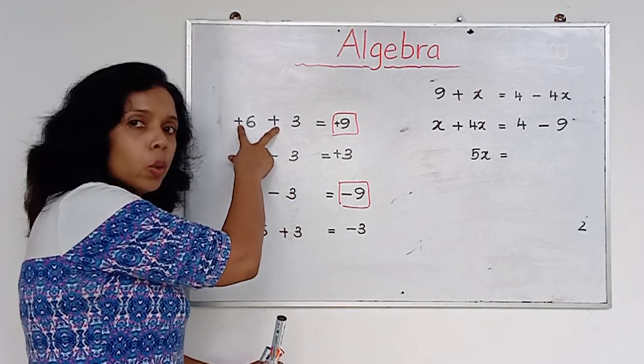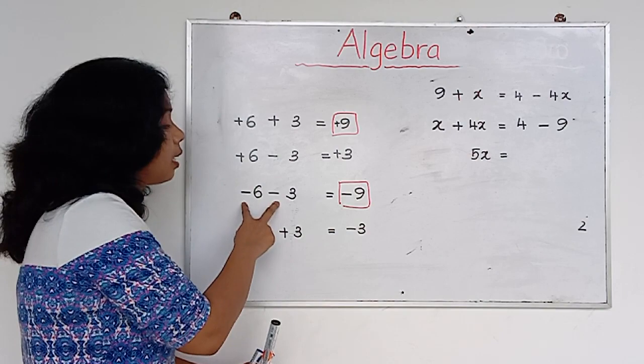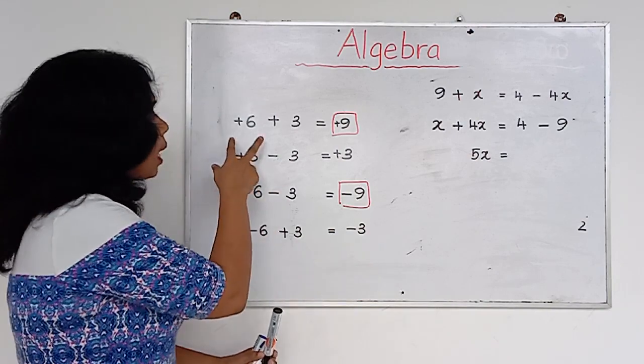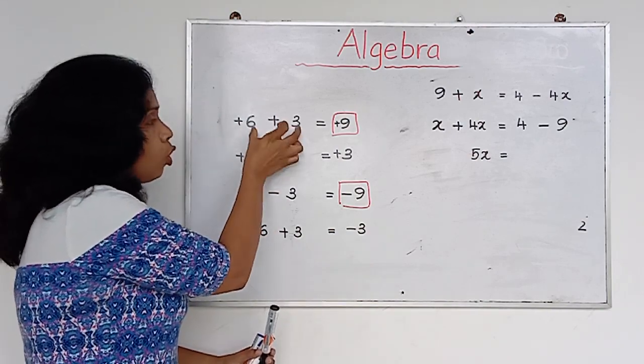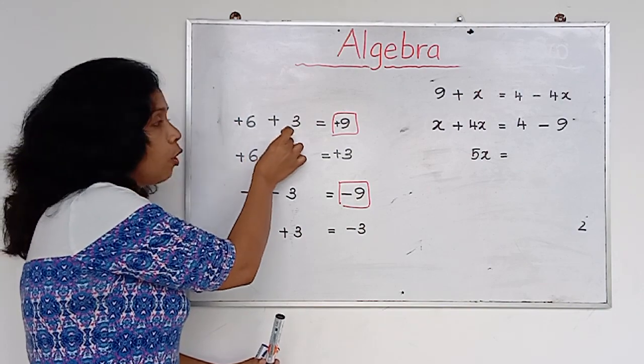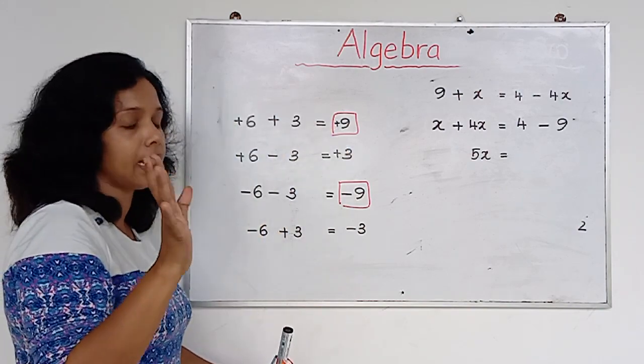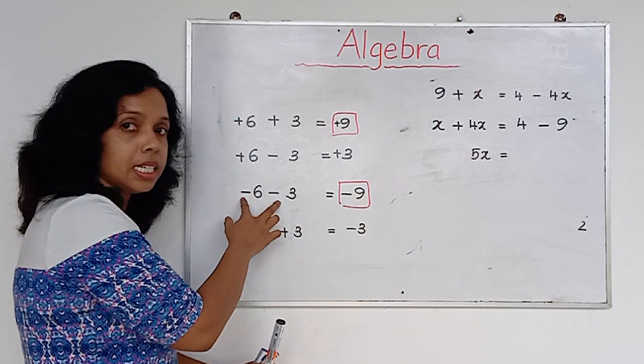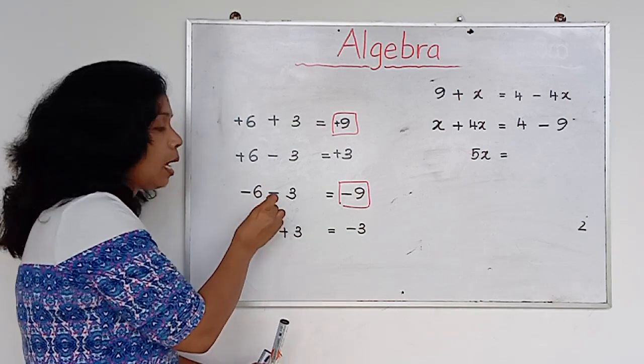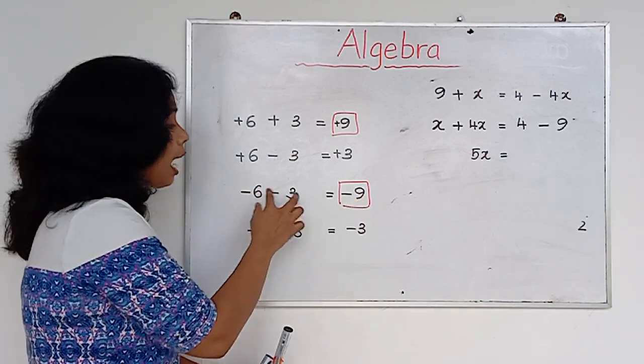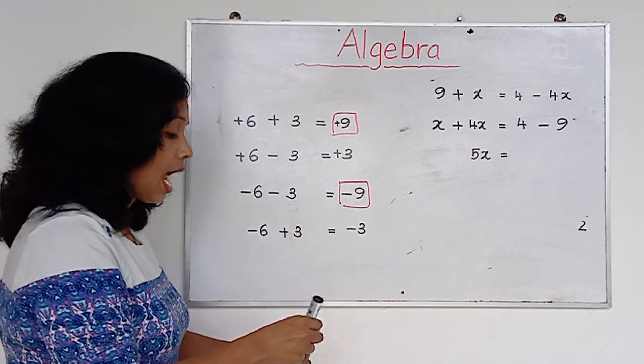Can you remember? Very basic things you have learned in your lower grades. Look at this. Plus, plus. You want to add them together and you put that common sign. Here minus, minus, same signs. You add them together, 6 plus 3, 9, and you use the common sign. And look at this.